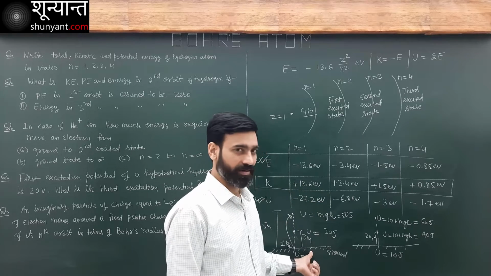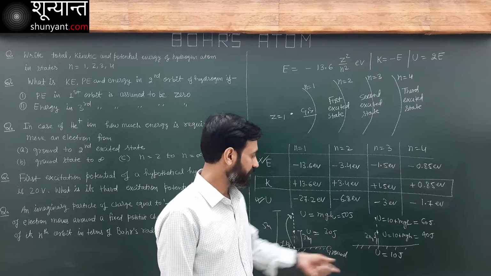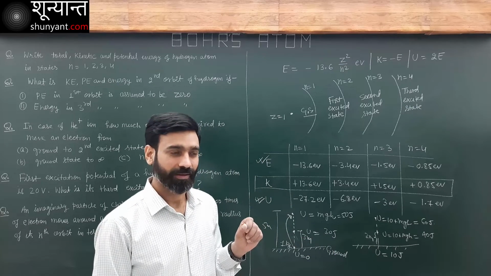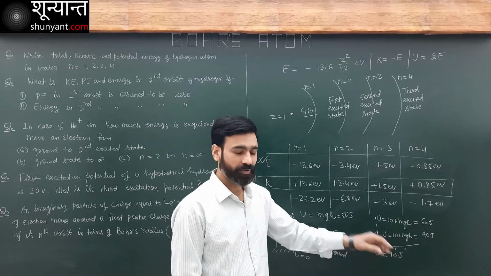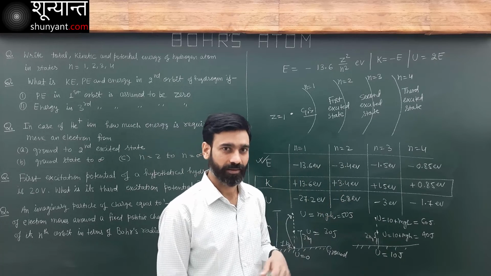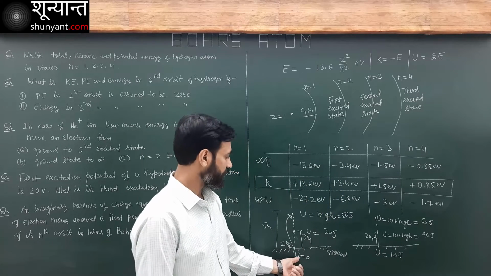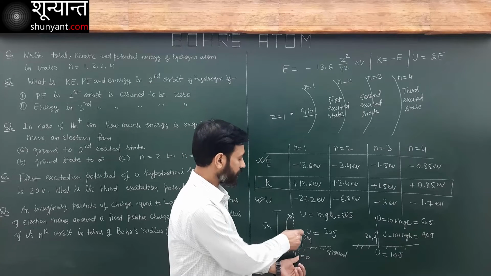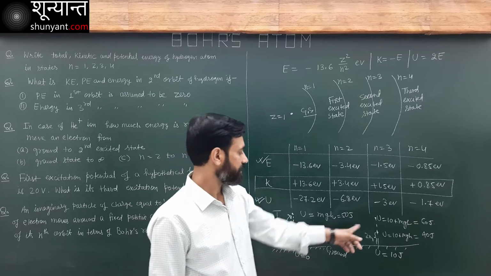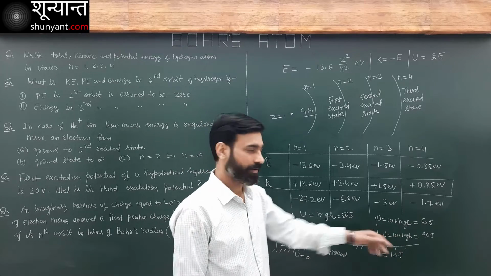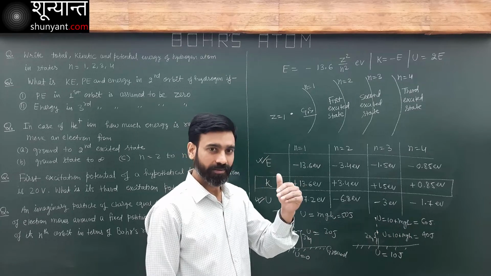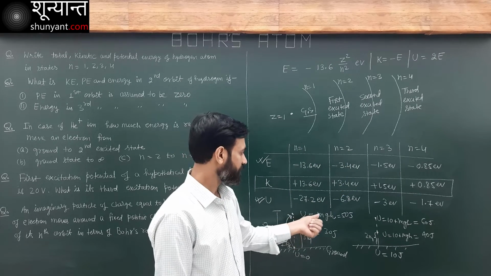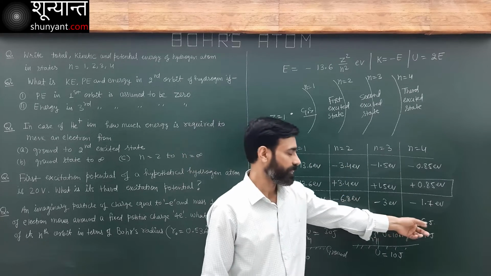If I change my reference, here it was 0, I am making it 10. So what will happen is 10 joules will get added everywhere. 10 joule will be added here and it becomes 10 joule. 10 joule will be added here also. This becomes 10 plus 30, 40. Everywhere, at every point, 10 joule will be added. So this will become 10 plus 50, 60 joules.